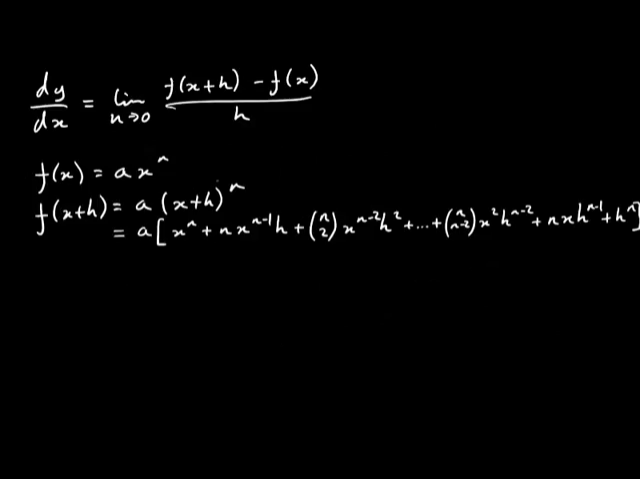So now I can just say, well, x plus h to the power of n is just equal to everything inside that bracket. And don't forget that I've got to multiply by a.